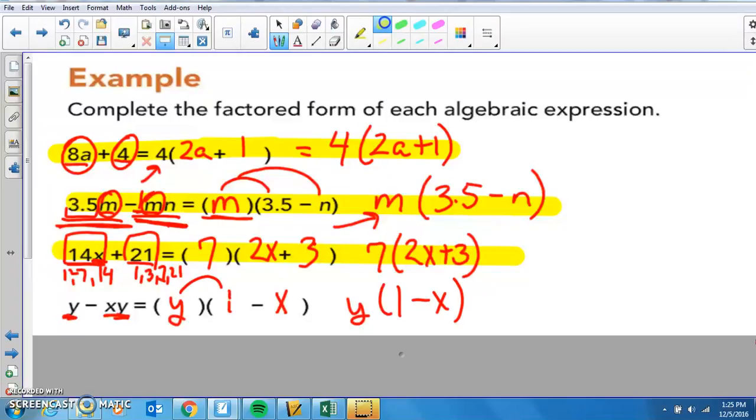Because if I distribute that, that's going to give me y. That's going to give me my minus xy. So again, if you will copy this part down.